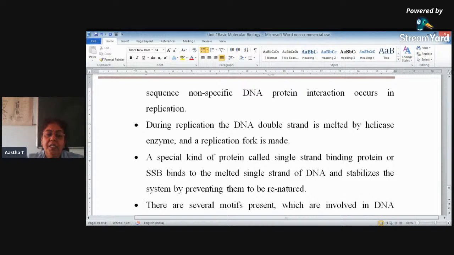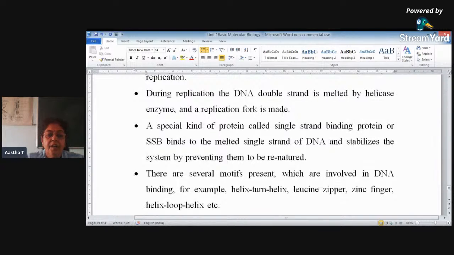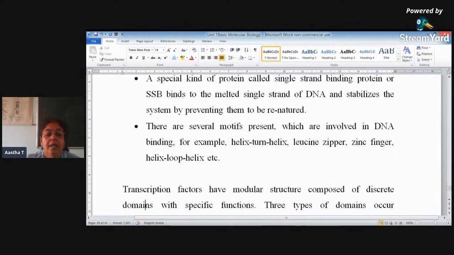It binds to the single strand of DNA which forms the replication fork, and it protects it from renaturation. That is, the single stranded DNA cannot be converted to double strand unless and until the new strand synthesis takes place. There are several motifs present which are involved in DNA binding. So we'll see those motifs which are involved in the binding of proteins to the DNA, and they are known as helix turn helix motifs, leucine zipper, zinc finger, helix loop helix motif.